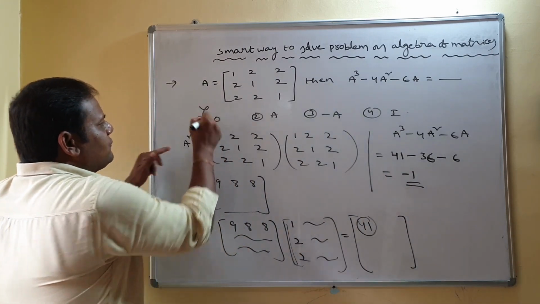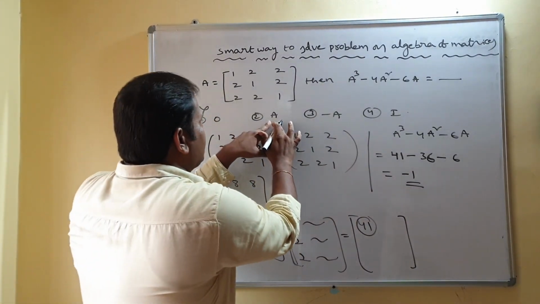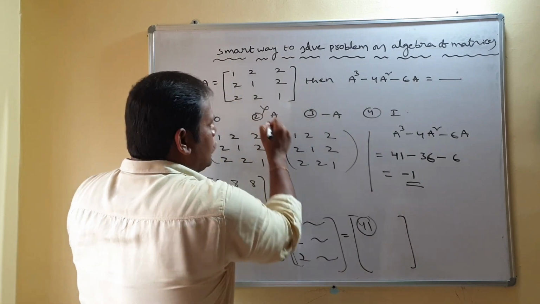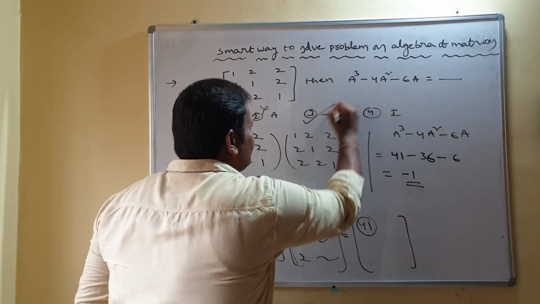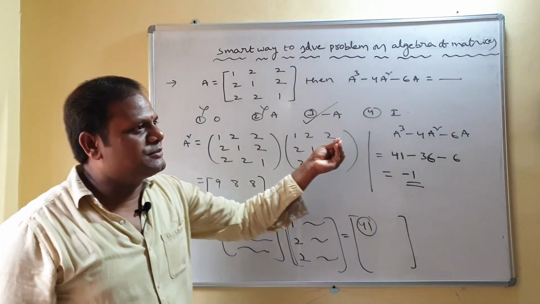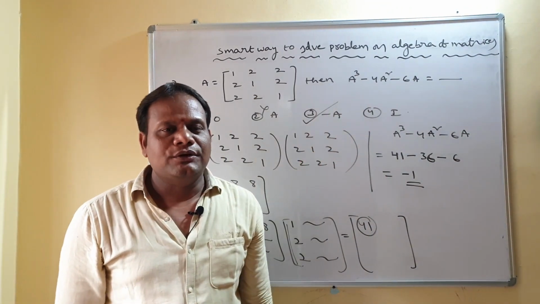In the null matrix the first element is 0, so wrong. In matrix A the first element is 1, so wrong. In minus A the first element is minus 1. Yes, we want that. So what option is correct? The third option is correct for this problem.